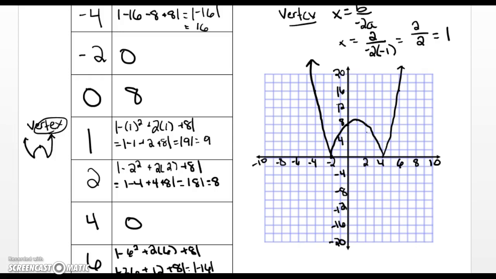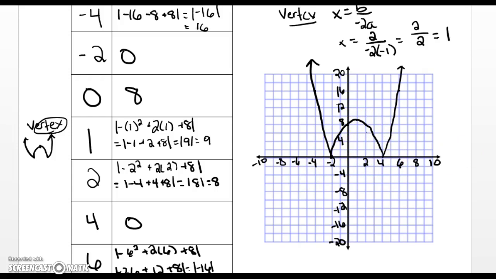And so there we have the graph of an absolute value function, and specifically the graph of an absolute value function that was a quadratic function. So here we see that it creates a W shape where it's very sharp turning at our x-intercepts, and then it's a nice smooth curve around that vertex.